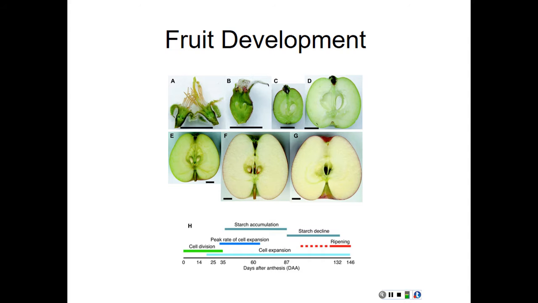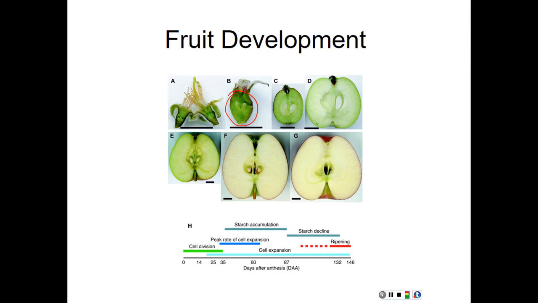So as I mentioned, we start out with an ovary with an ovule inside. And once fertilization happens, it triggers hormonal changes that will stimulate the ovary to transform into a fruit and the ovule to transform into a mature seed. So here we're looking at the development of an apple.